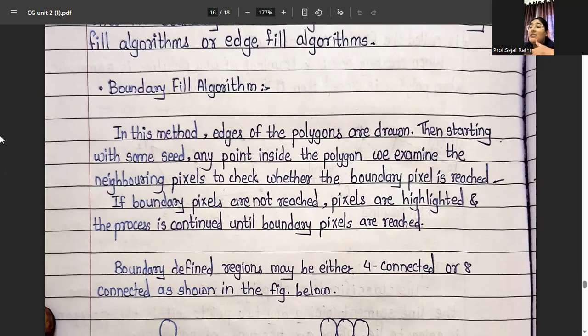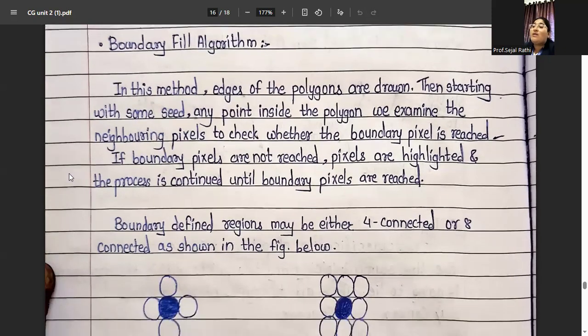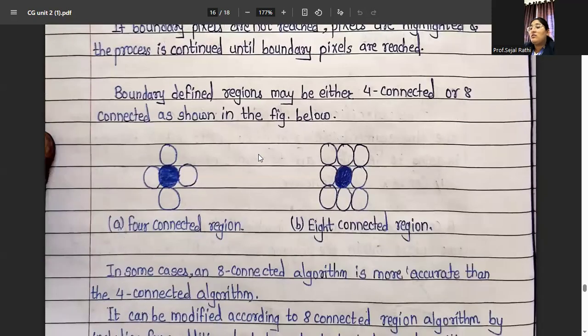आणि जर का ते एकदा बाउंड्री रीच झालं की तुमचा अल्गोरिदम जो आहे, जो तुम्ही काही इटरेशन करत असाल तर ते थांबणार आहे. सो आता बाउंड्री डिफाईन रिजन में त्यामध्ये 4 कनेक्टेड और 8 कनेक्टेड असू शकतात रिजन्स जे आहेत. तर जसं हे 4 कनेक्टेड रिजन आहे आणि हे जे आहे 8 कनेक्टेड रिजन आहे. कळतंय हे, हे 8 कनेक्टेड रिजन आहे.